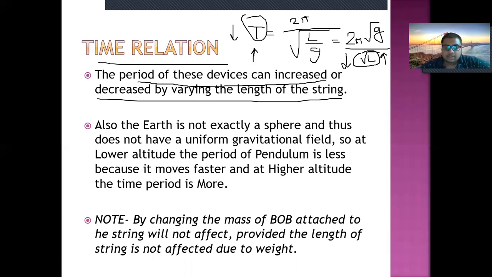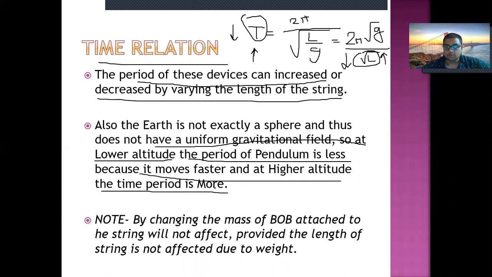Also, the Earth is not exactly a sphere and thus does not have a uniform gravitational field. So, at lower altitude, that is, lower height compared to sea level, we measure height at sea level. Correct? At lower height, the period of the pendulum is less because it moves faster, and at higher altitude the time period is more.